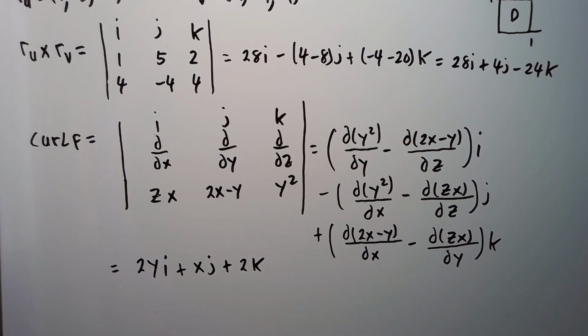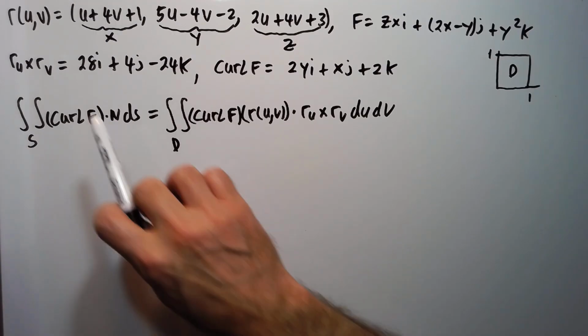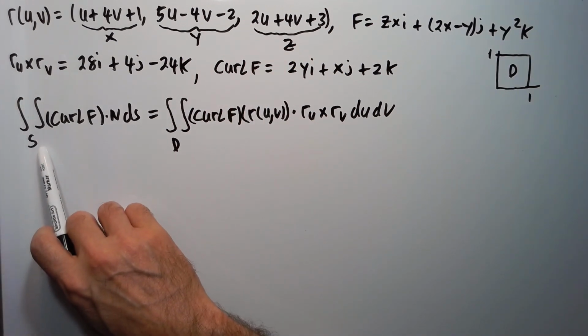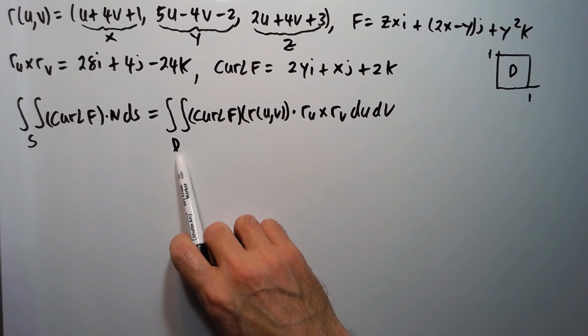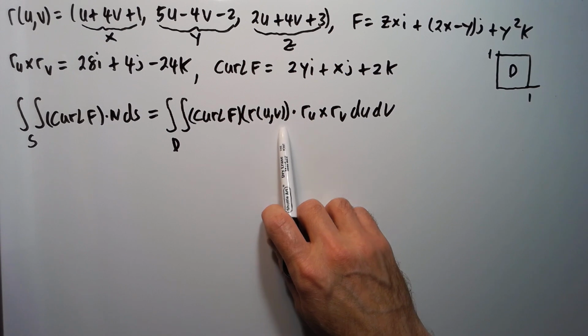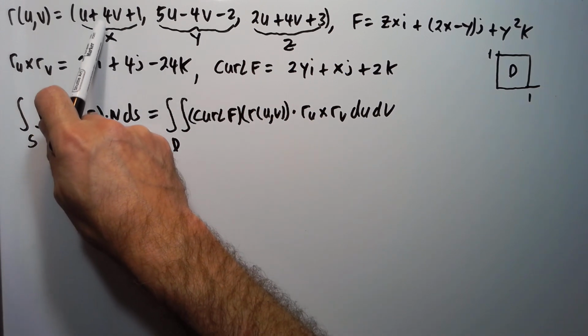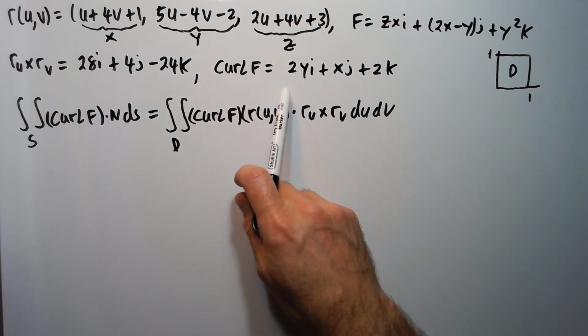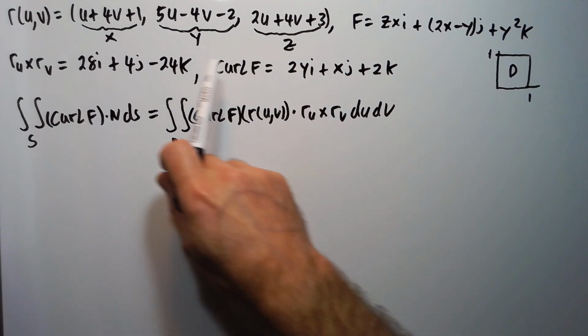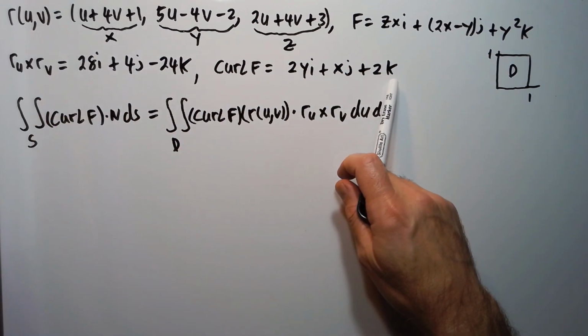So we got everything we need now to start doing the double integral. So let me erase some things and summarize what we have. So summarizing, we got this. So my curl here and my RU cross RV. So again, here is the double integral we're integrating. We're using this formula here. So we're looking at curl composed with R(u, v). That means that's going to be your x, that's going to be your y, that's going to be your z. When you plug into this guy here, it's going to be 2 times y, which is that, plus x, which is that, plus 2k. And then dot it with this guy.